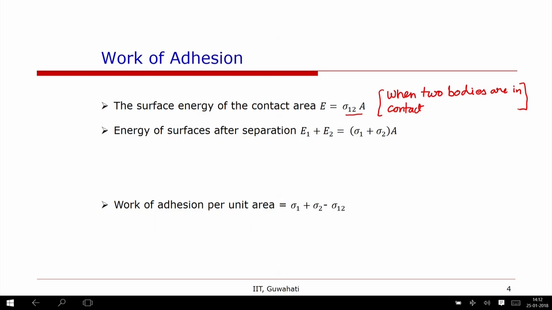Before contact, or after this contact has been removed, when the bodies are separate, the energy will be E1 plus E2, so that is sigma 1 plus sigma 2 times A. Sigma 1 and sigma 2 are the surface tensions of body 1 and body 2, and sigma 12 is the surface tension between fluid 1 and fluid 2, or solid 1 and fluid 2, as the case may be. So the work of adhesion is the difference between the two, the delta E.